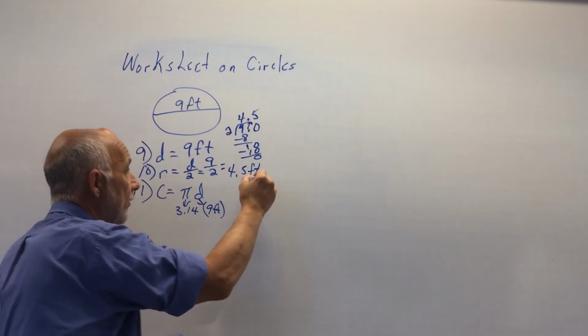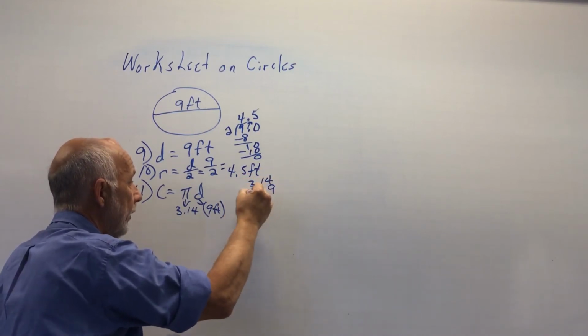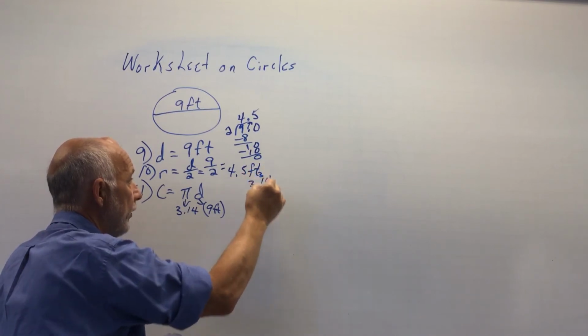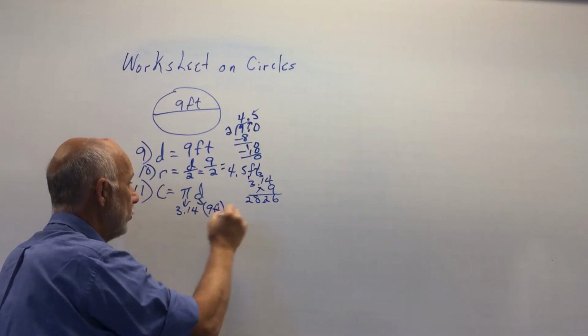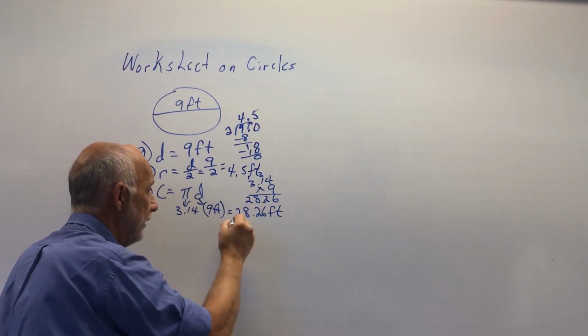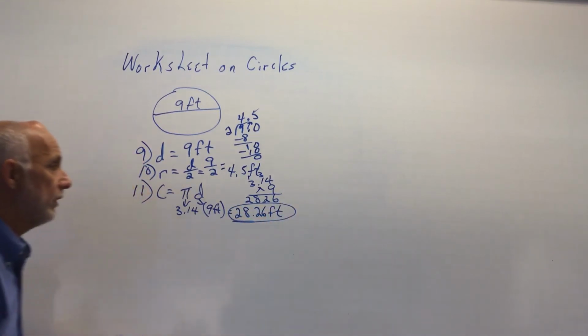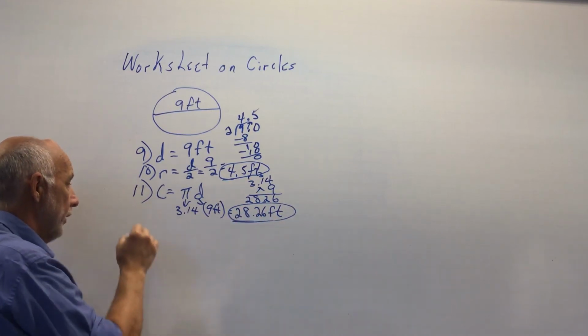Okay, and again, I have to multiply 3.14 times 9. That's 36, carry your 3. 9 and 3 is 12, carry your 1, 28. That's 28.26 feet, not just 28.26. You have to put feet on.